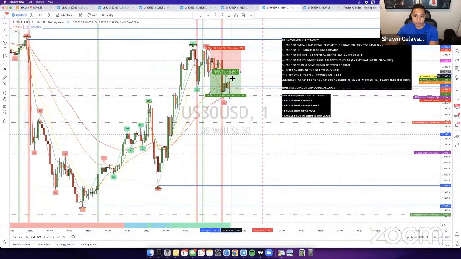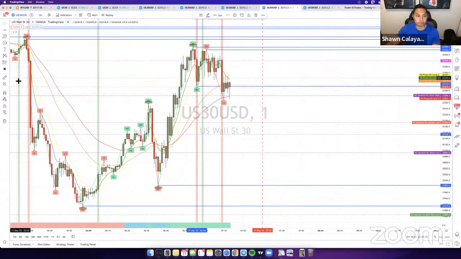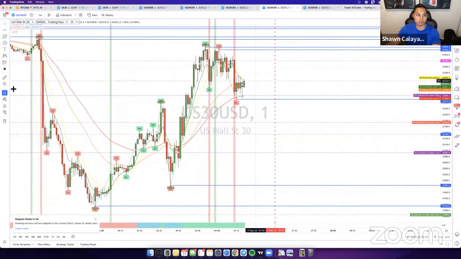All right, so there's nothing for us to take at the moment. This was a V3. It's not going to count as a trade because I didn't call it and I didn't take it myself, but just wanted to show you guys that there was a V3 that was there. So that's not a trade that we're going to count, obviously.